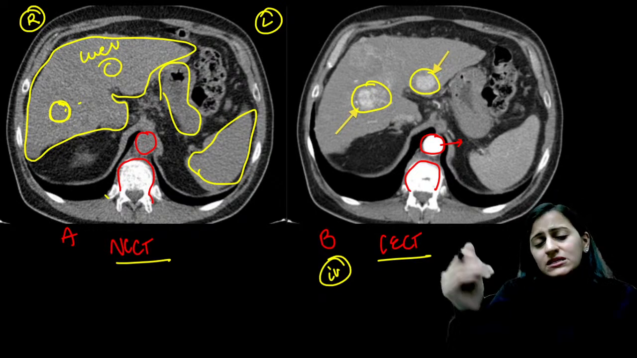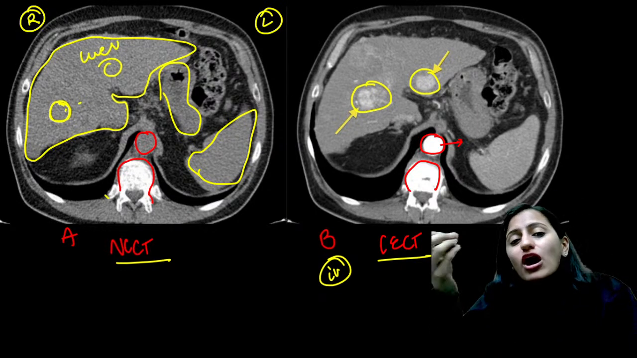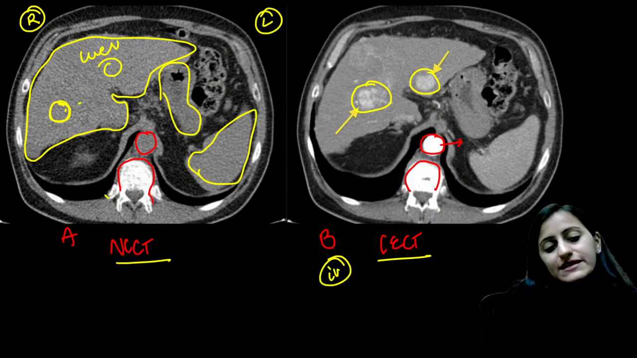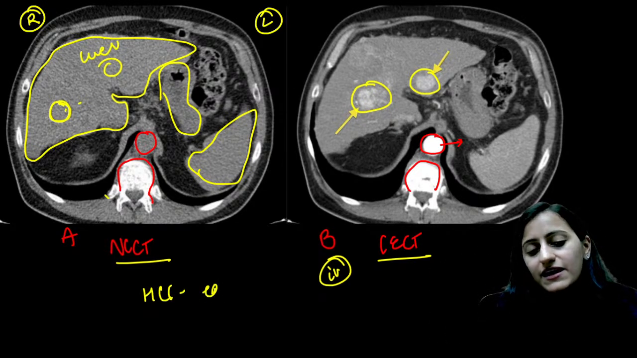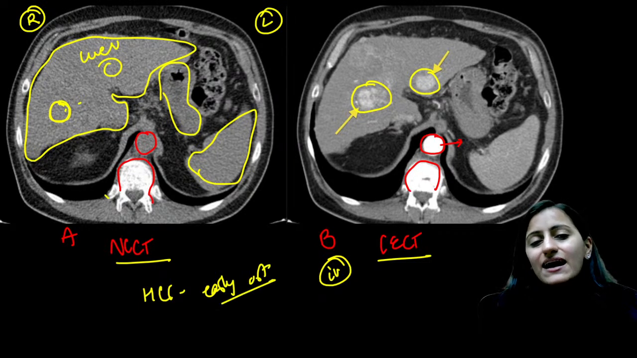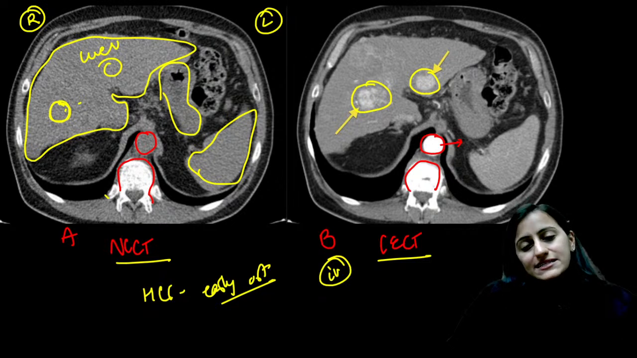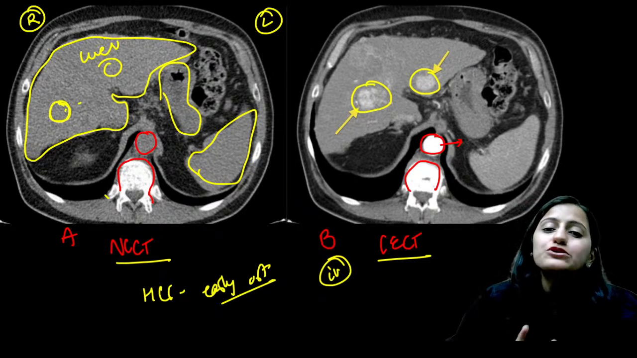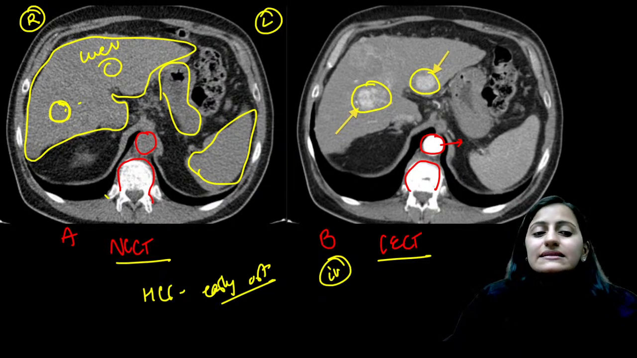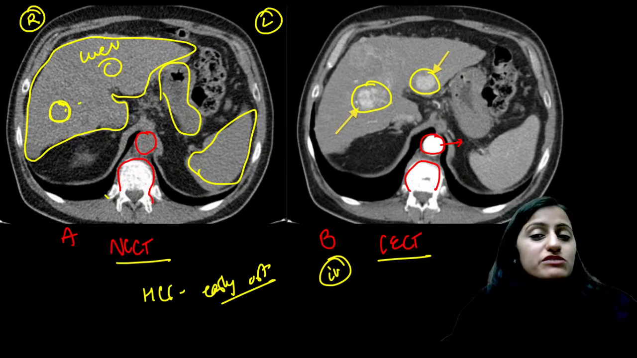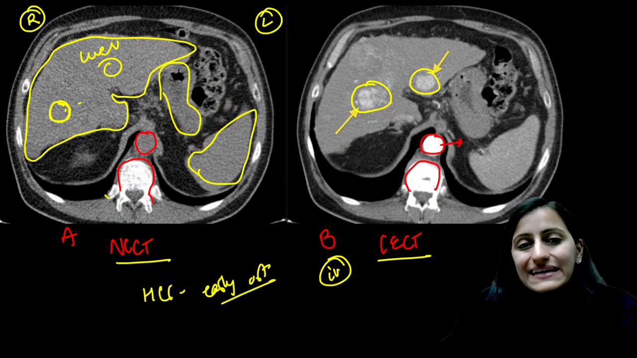Now, when we give contrast, every lesion has a different pattern of enhancement. For example, HCC will have early arterial enhancement. It is supplied by the hepatic artery. That helps us to pick up HCC. So the point to be learned here is that a contrast scan is very, very important and essential for any space occupying lesion.